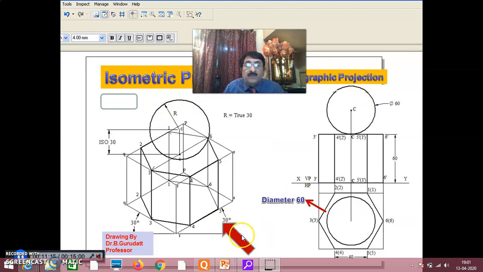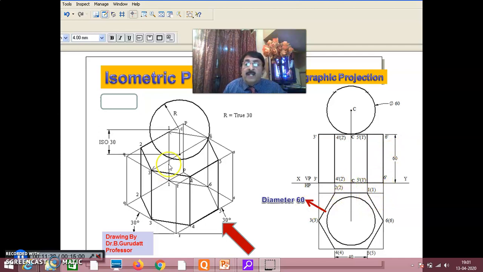If you are looking from here, you see here, what is the height? Height is 60. This is end edge. What is that? 3 3 dash. Other end 6 6 dash. Correct? Okay. In that way, this is 4 merged with 2, 5 merged with 1, 4 dash bracket 2 dash, 5 dash bracket 1 dash. In that way, you can complete.